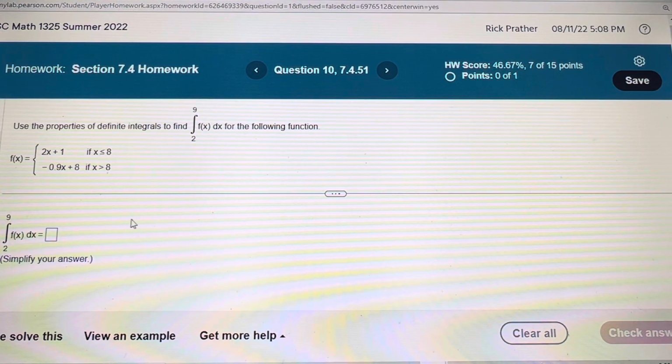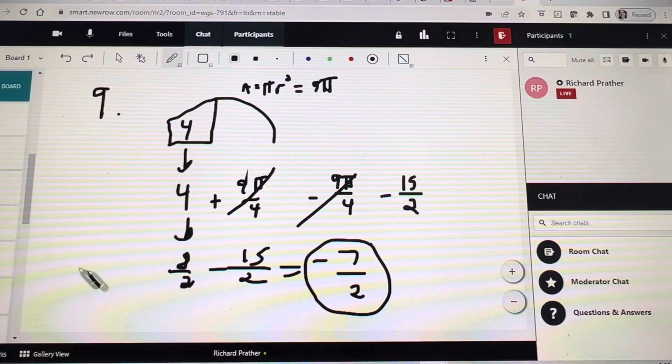And then on this one, I guess you would have to break this in two pieces too, because the function's different in the different pieces. And notice that the break of the function is at 8. So we should do a 2 to 8 for the first function. And you should be able to do that easily. It's linear.